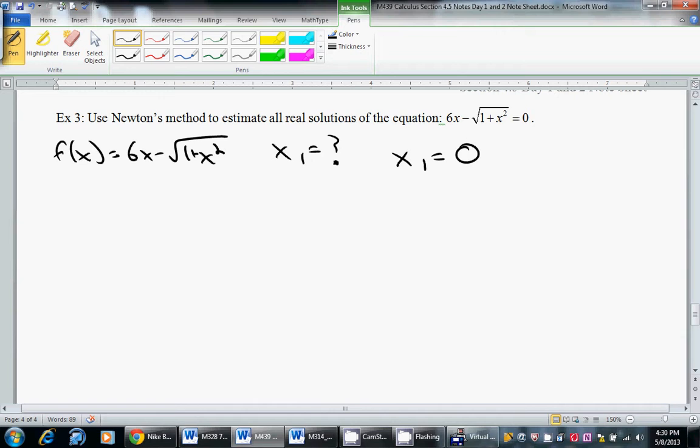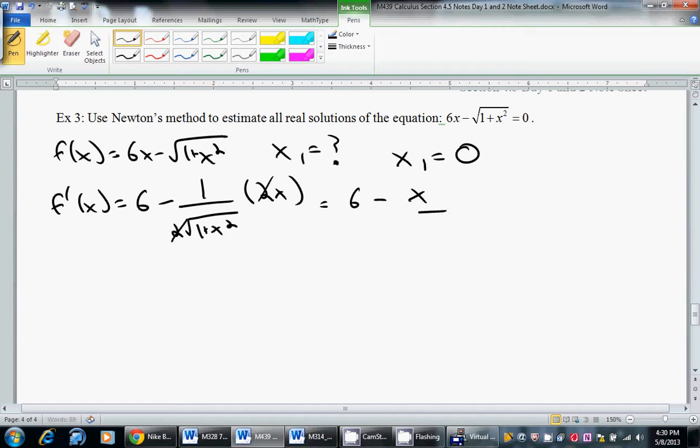Okay, now let's find the derivative. So this is going to be f prime of x equals 6 minus the derivative of the square root of 1 plus x squared, which is 1 over 2 root 1 plus x squared times the derivative of x squared, which is 2x. Now these 2's will cancel out, so I get that the derivative is 6 minus x over, oops, no 2 anymore, the square root of 1 plus x squared.